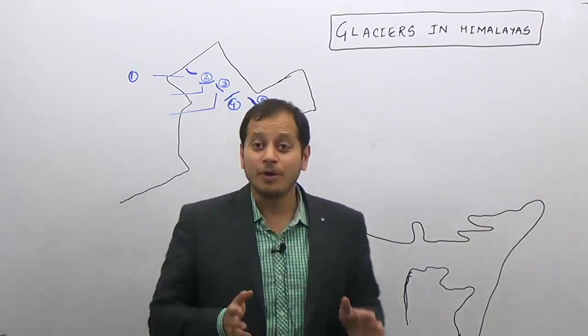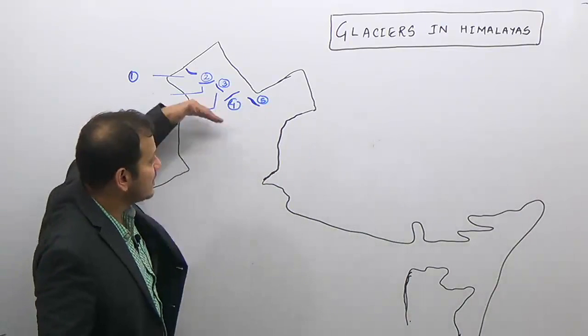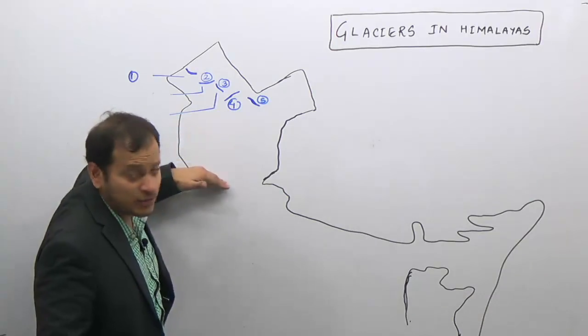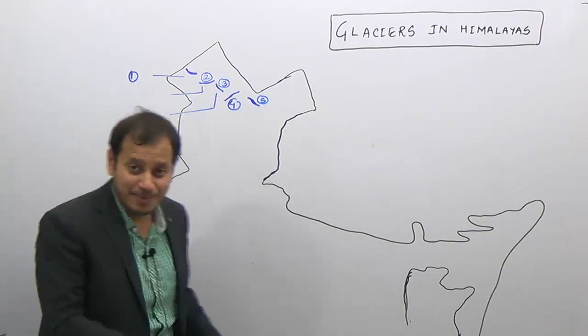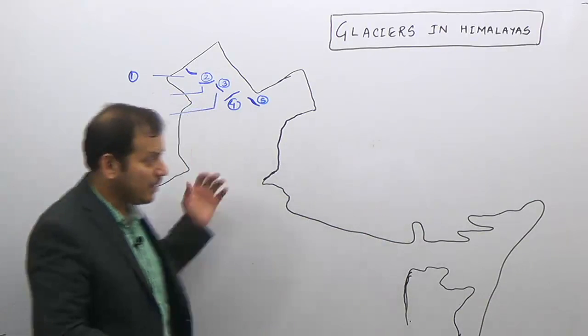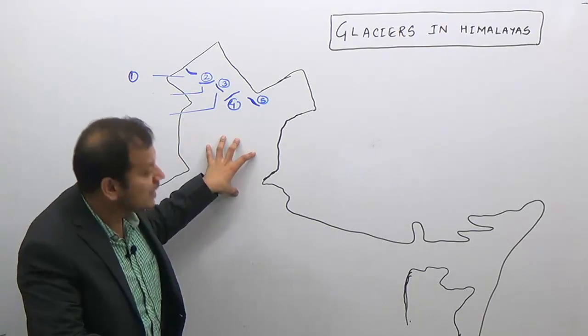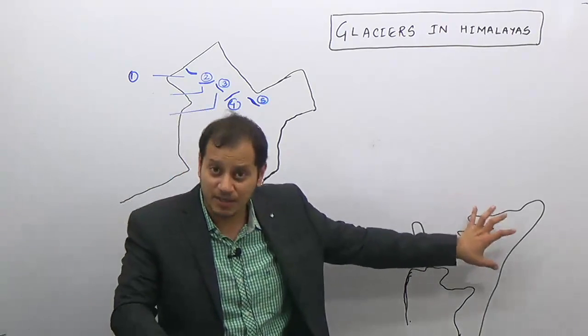Now, what do you know about the Himalayas? The Himalayas consist of the Greater Himalayas, Lesser Himalayas, Outer Himalayas, and also the Trans Himalayas. That is, the Karakoram range is in the Trans Himalayas. The Himalayas also consist of the Pir Panjal range, which is in the middle Himalayas, and the Eastern Himalayas.